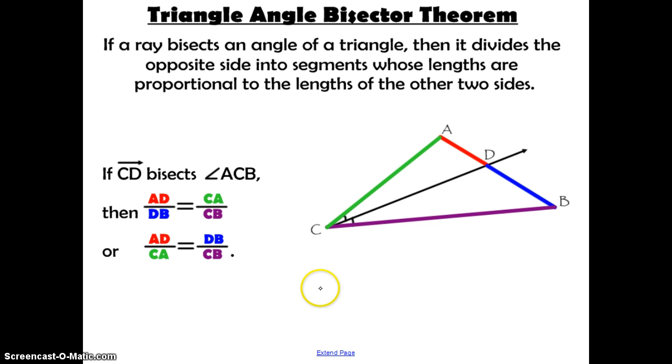Now the last theorem we want to talk about is the triangle angle bisector theorem. If a ray bisects an angle of a triangle, then it divides the opposite side into segments whose lengths are proportional to the lengths of the other two sides.